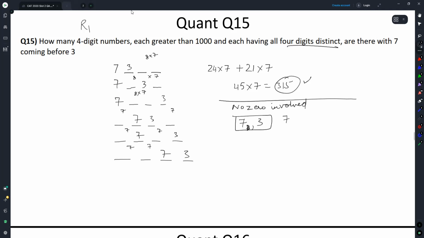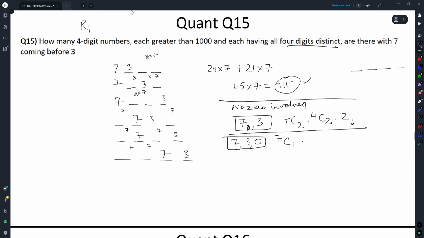I need 2 more non-zero numbers. They can be selected in 7C2 ways. Now out of the 4 blanks, I select 2 blanks where 7 and 3 will go. And the remaining 2 digits can be rearranged in 2 factorial ways. This is when no zeros are involved. When a 0 is indeed involved, these 3 digits are fixed. So the remaining digit will be selected in 7C1 ways.